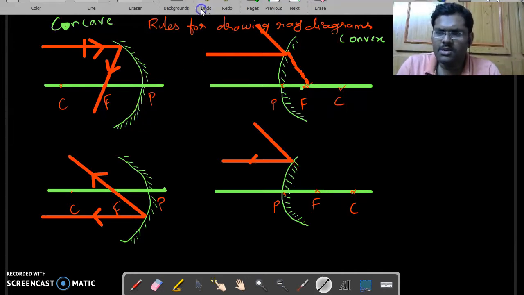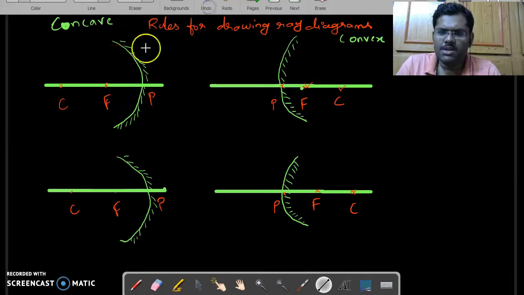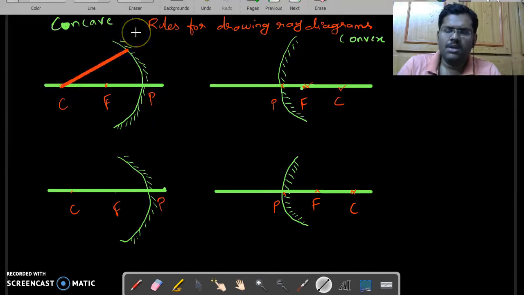And next rule is, any light ray which is passing through the center of curvature gets reflected back to the same path. So this is the light ray which is passing through the center of curvature, it gets reflected back like this.